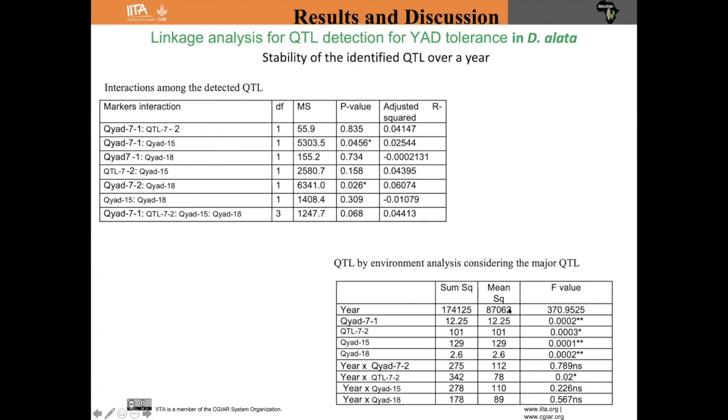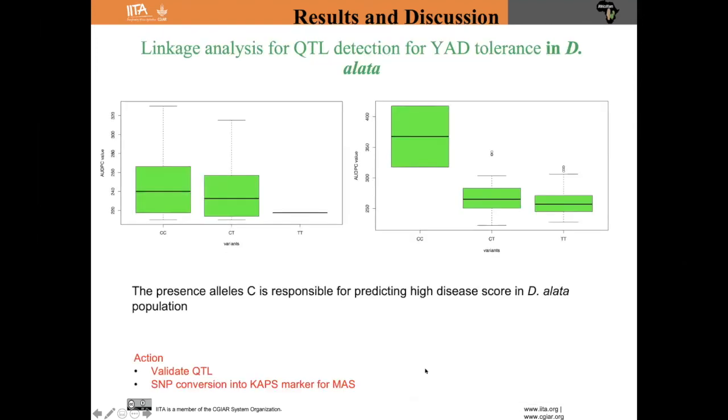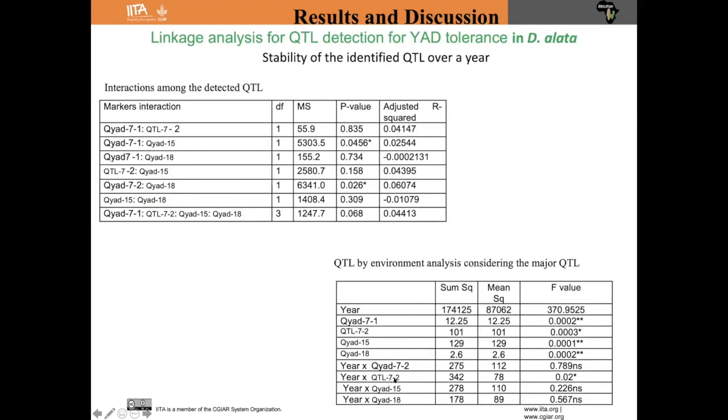And then we realized that most of the QTL are very stable, except one QTL obtained on chromosome 7. So currently we are not focusing on such a chromosome because we cannot use it to predict the yam anthracnose disease over years or over generations.